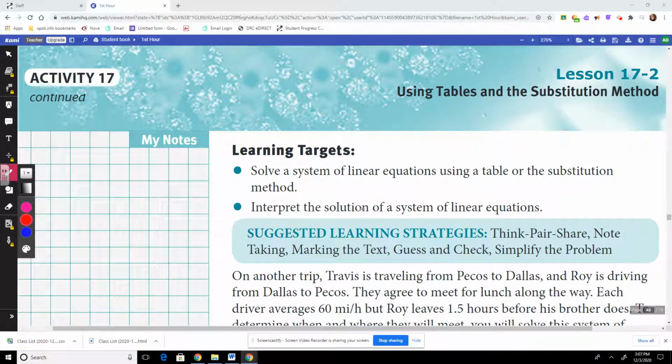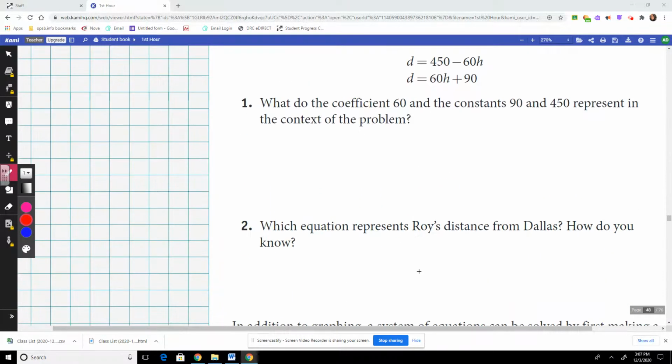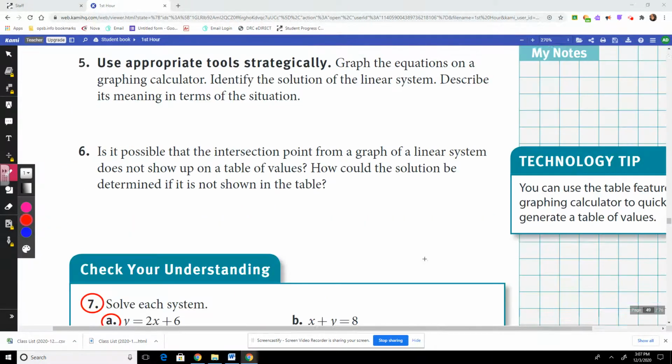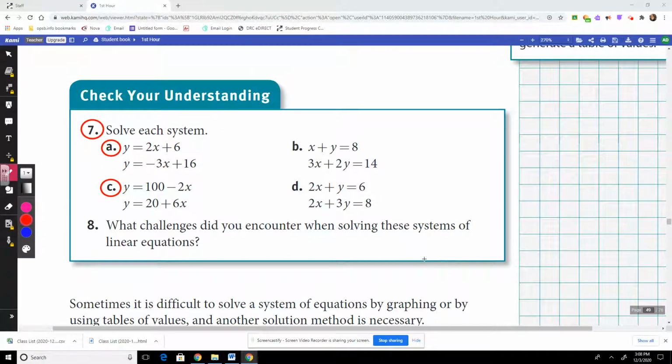Okay, y'all, so today I'm going to discuss how to solve systems of equations by substitution by using the book. I'm not going to do all of these problems, so just follow along with me. Number 7, solve each system: y equals 2x plus 6 and y equals negative 3x plus 16.